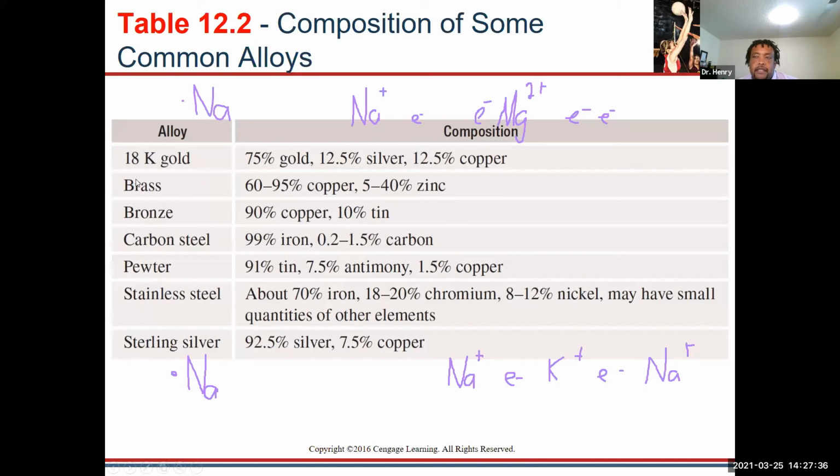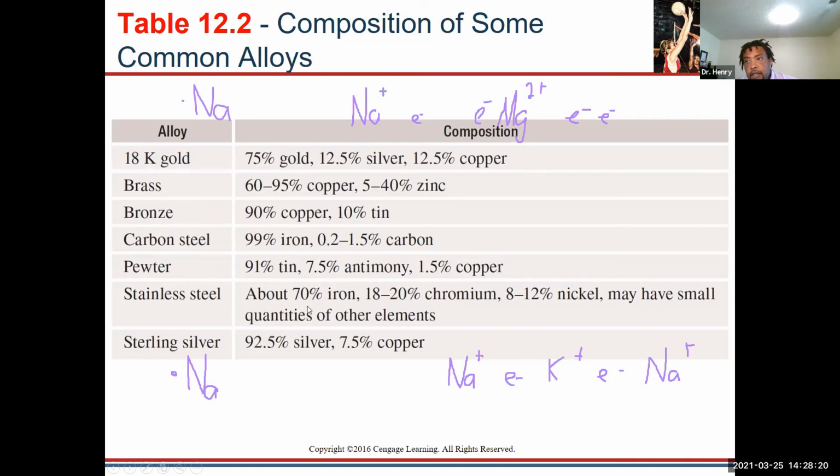We have brass. Brass is anywhere from 60 to 95% copper and from 5 to 40% zinc. It really just depends on where you buy your brass from, and it also will affect the strength of it. We have bronze, 90% copper, 10% tin. We have carbon steel, 90% iron, and then we actually put carbon in there to make it stronger. Pewter, 91% tin, 7.5% antimony, 1.5% copper.